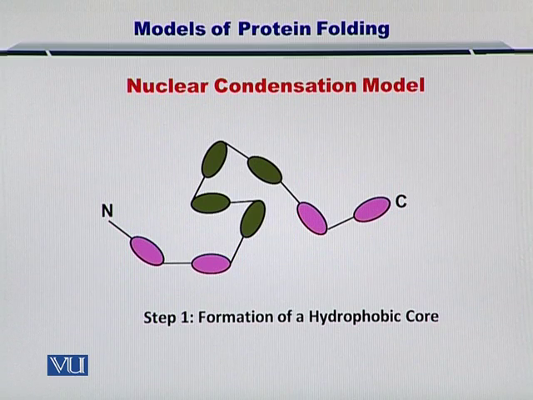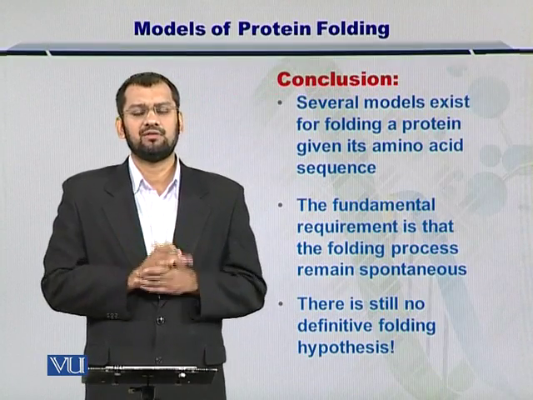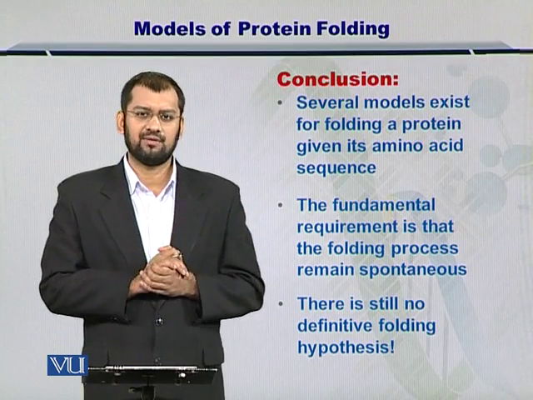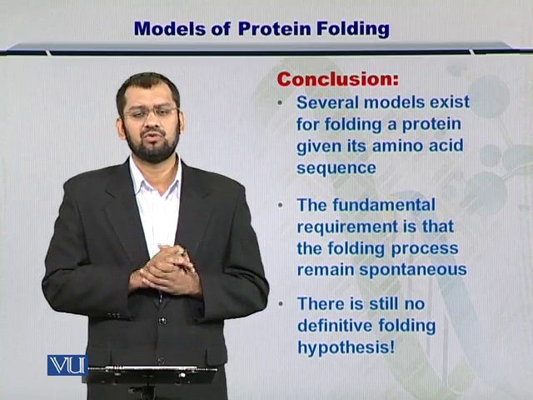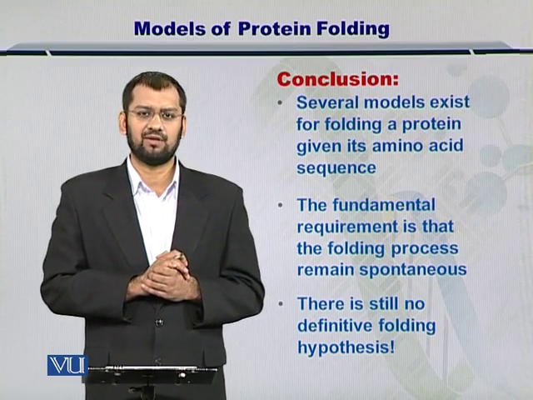Once you form the hydrophobic core, the next step is to wrap around the nucleus, and the remaining amino acids that were left and that were not hydrophobic actually fold on top of the hydrophobic core. This leads to an expansion of the nucleus and an increase in the protein 3D structure's size. So these two models are two approaches which predict how a protein can be folded. But we still do not have a definitive solution to how proteins are actually folded.